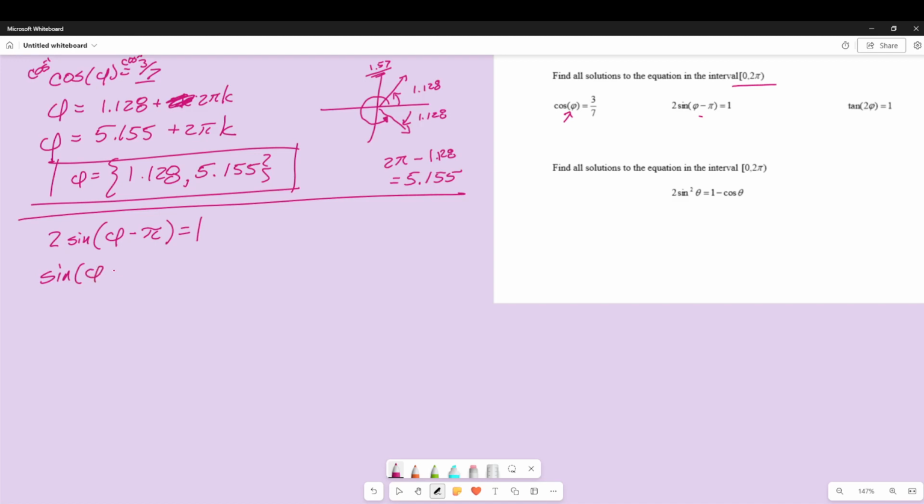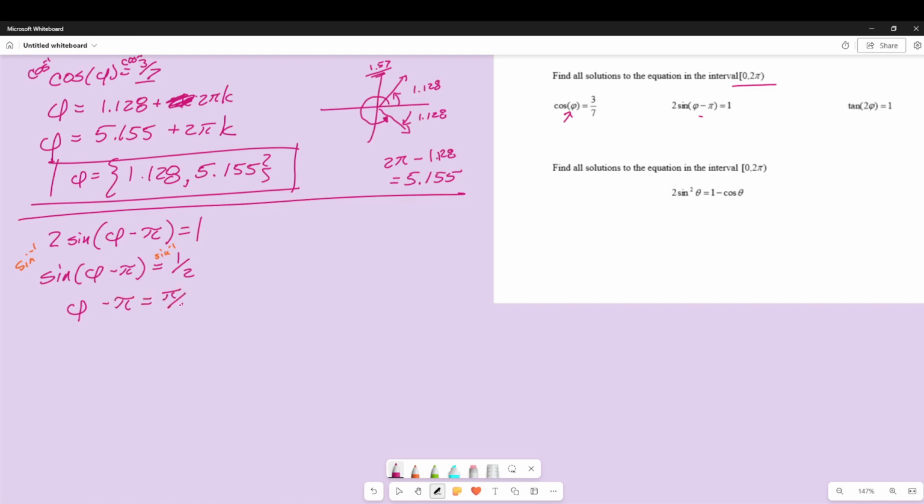So we tend not to try to use our identities to overcomplicate these problems. Then we can just use our nice sine inverse to get our principal solution, and then make sure we break out into our alternative solutions. So phi minus pi is equal to the sine inverse of 1/2.